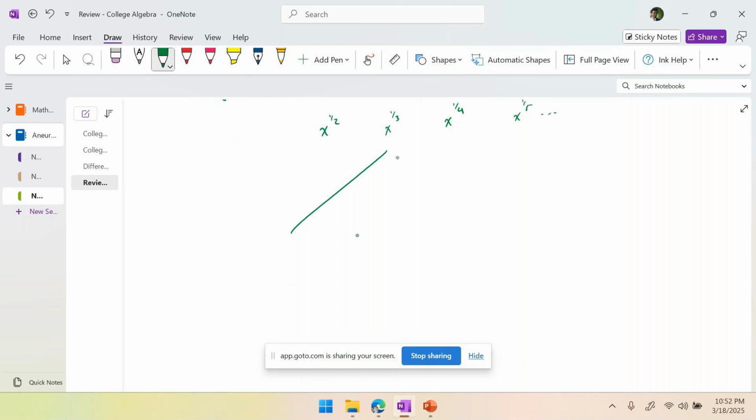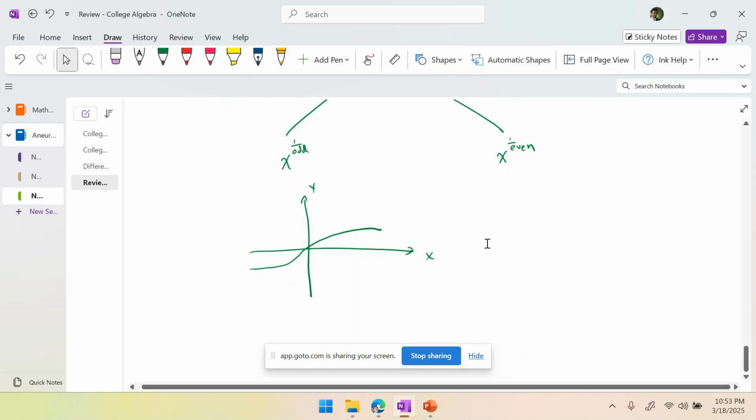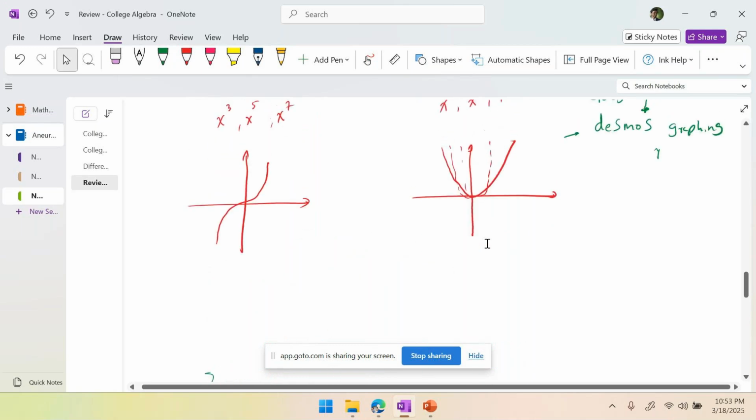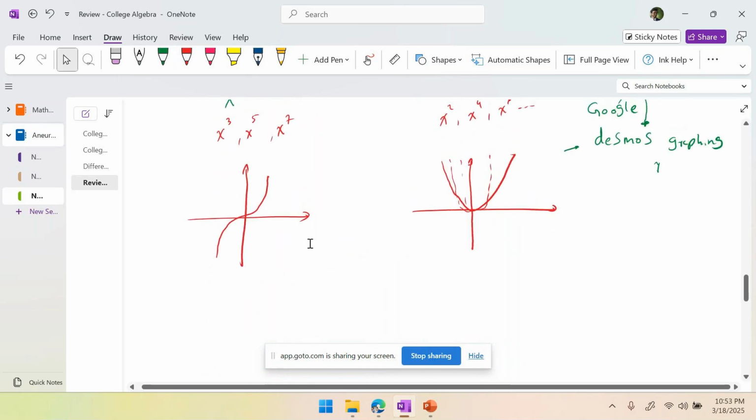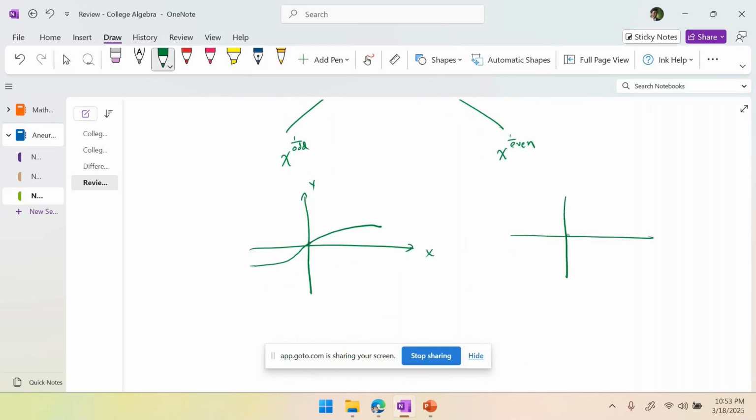Again, we divide it into two sections: x to the power 1 over odd, x to the power 1 over even. Now, what about the graph? When it is odd, you have this shape. Okay, it's sort of similar to this shape, but in an inverted manner. Then when it is even, you have this. You don't have a graph on this side, no graph here.